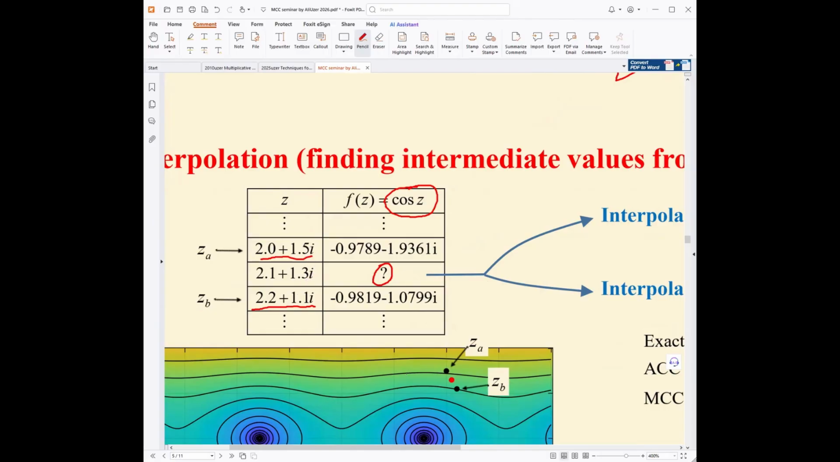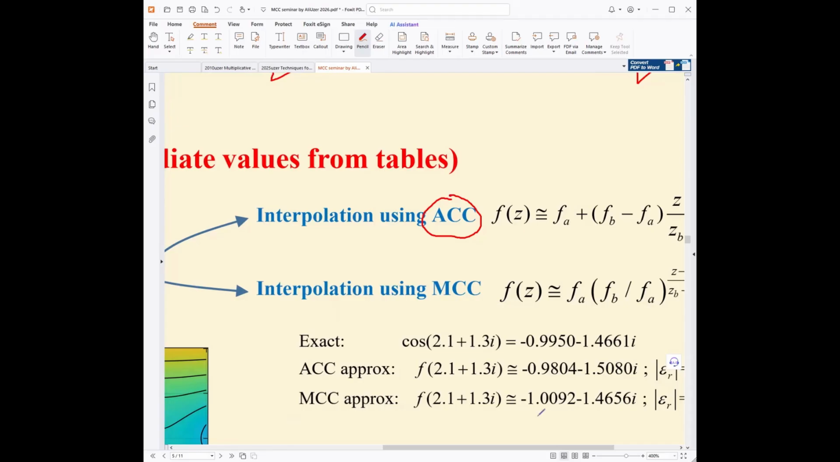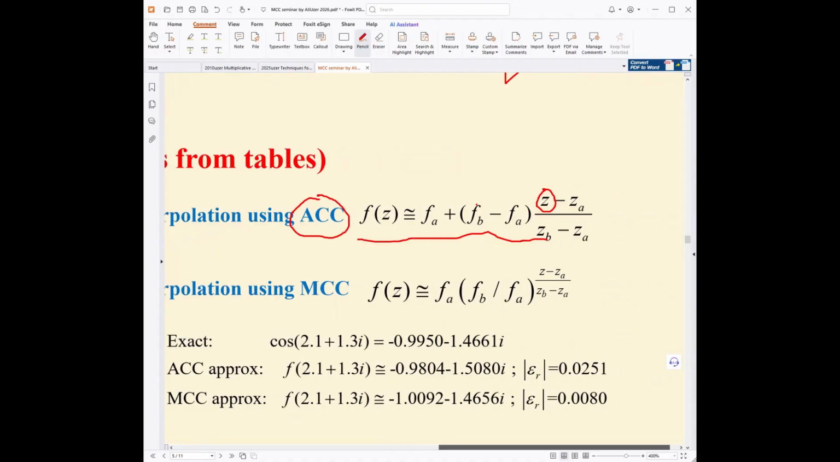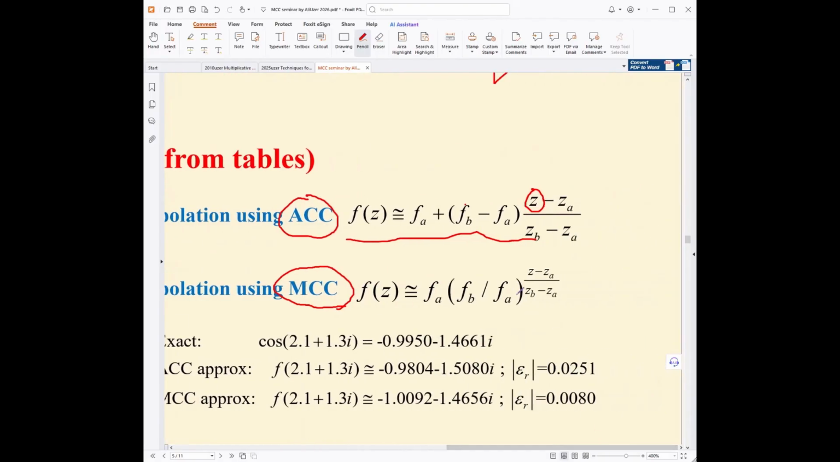How do we estimate it? According to the classical interpolation principle, we can set up this equation, right? We use the two known values from the table, and this z is a variable. By substituting the point under consideration, we can get the result. And as an alternative to this, if we make the interpolation using the new kind of calculus, multiplicative calculus, this equation should be in this form.